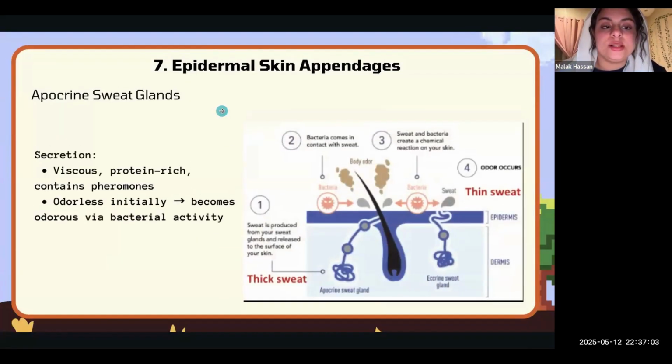Now, the apocrine sweat glands secrete a viscous, protein-rich secretion that contains pheromones. This is what their secretion looks like. It's odorless initially, and then it becomes odorous with bacterial activity, as shown in this diagram.